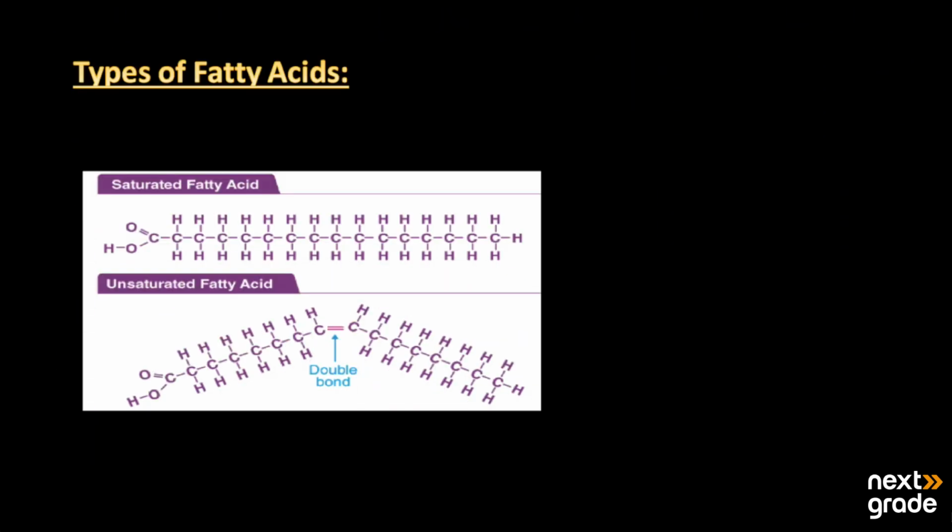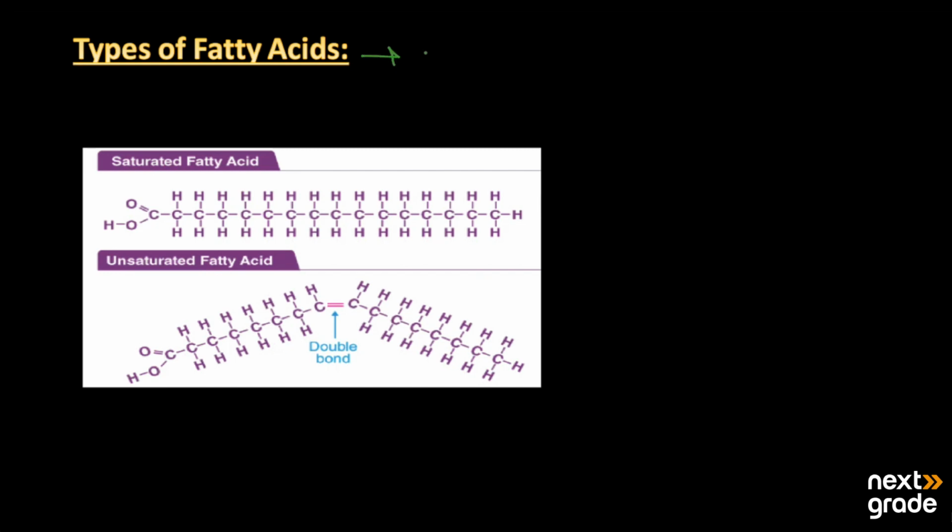Then we have types of fatty acids. Here we have two types. Number one is known as the saturated fatty acids. In the saturated fatty acids, if we count the number of carbon atoms, we have 1, 2, 3, up to 16. So here we have C16, and all the carbon atoms have single bonds between them. There is no double bond between them, so they are known as saturated fatty acids.